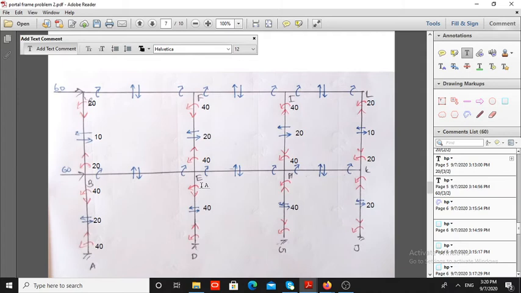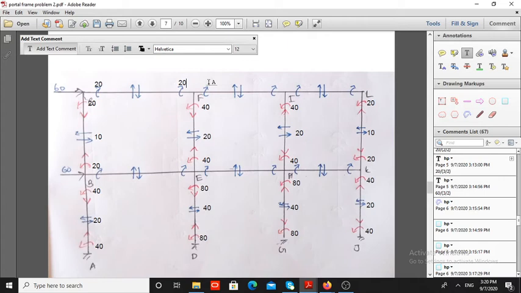Now you have to find the beam moment. All the column moments should be equal to all the beam moments. Therefore it is 20, so same value here 20. So 20 plus 20 minus 40 equal to 0. Same value 20 here, so here also 20 plus 20 minus 40 equal to 0. Here also 20. Similarly here 20, 40.